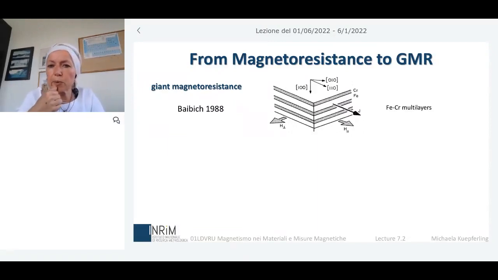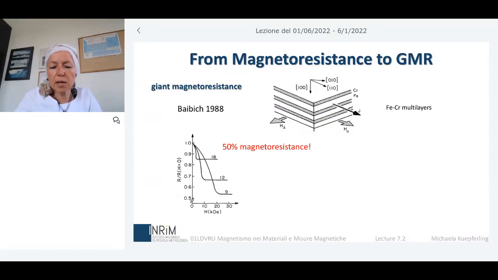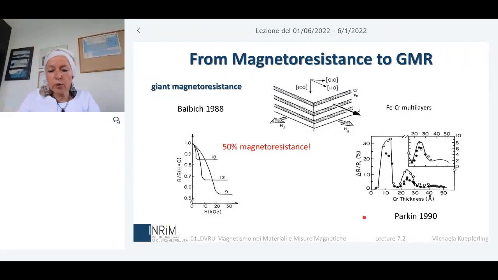And one of the most important experiments that you see here was done by Baibich in 1988 in order to understand the GMR, was the experiment of the iron-chromium multilayers and to measure resistance in these multilayers. And he found, by changing the magnetic field, that you might have a change in resistance of up to 50%. And this depends a lot on the thickness of the chromium layer. And this was studied immediately after.